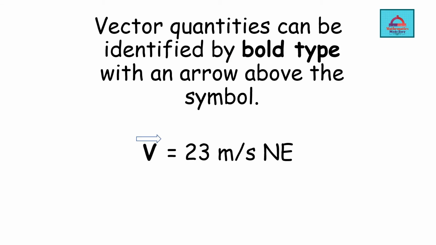We are going to write them with a capital letter, like capital V, and an arrow above it. The arrow tells you the direction. So the velocity, for example, represented here by V with an arrow on top, is 23 meters per second, and the direction is northeast.